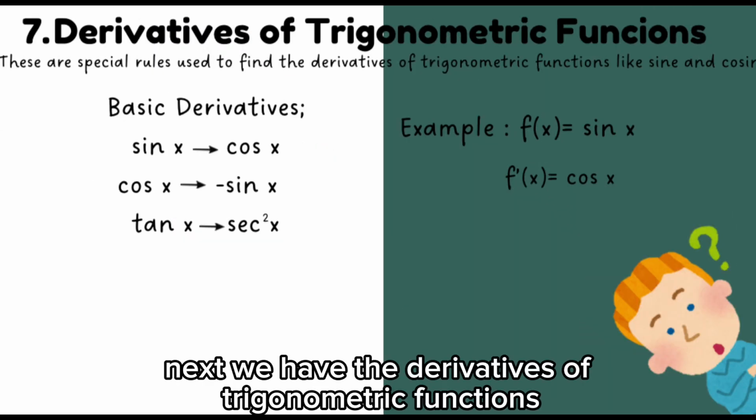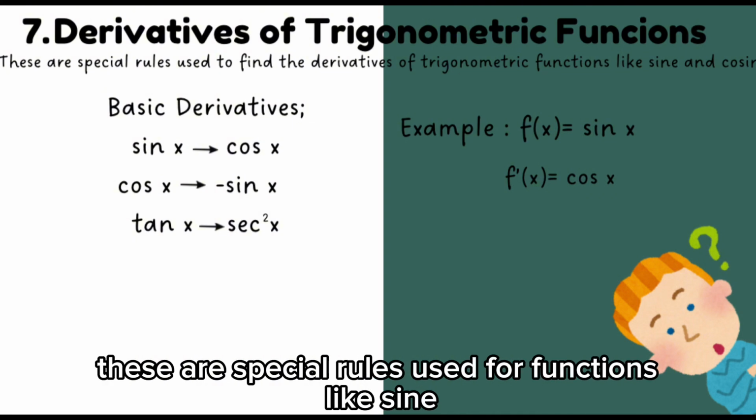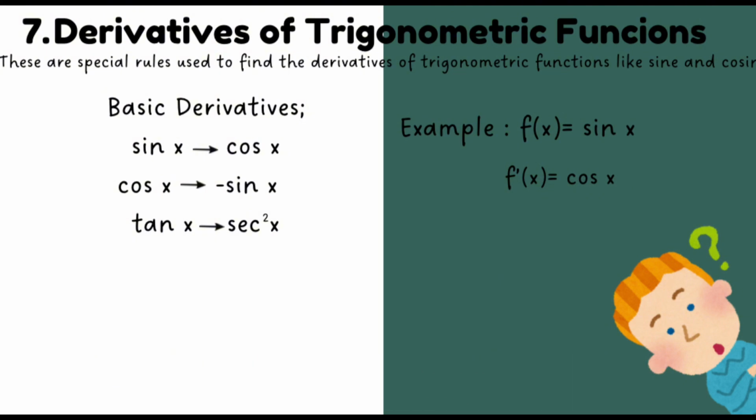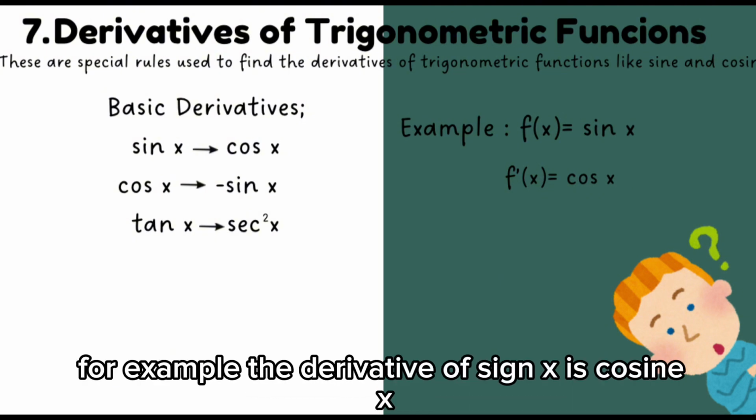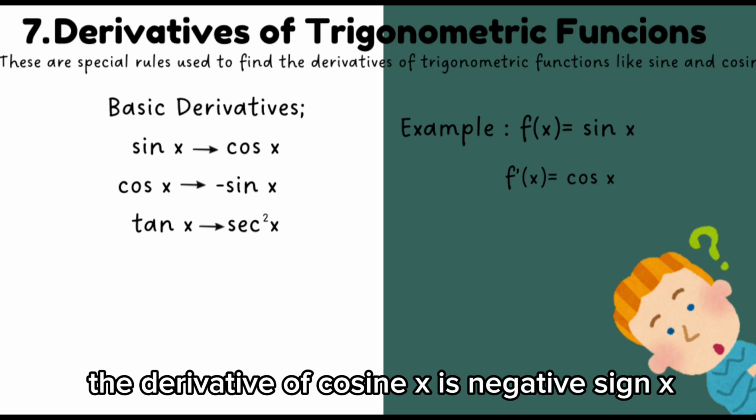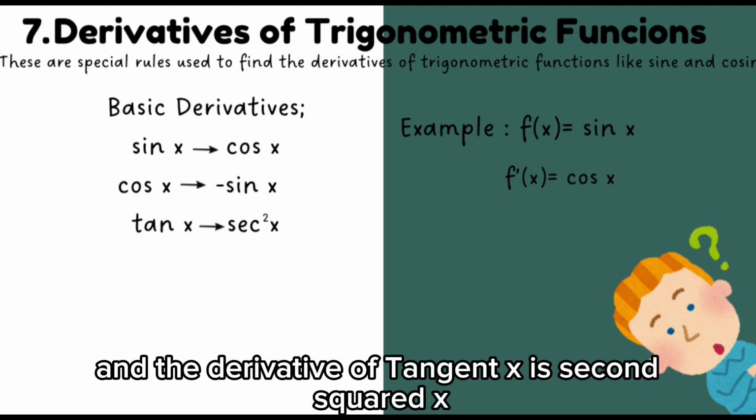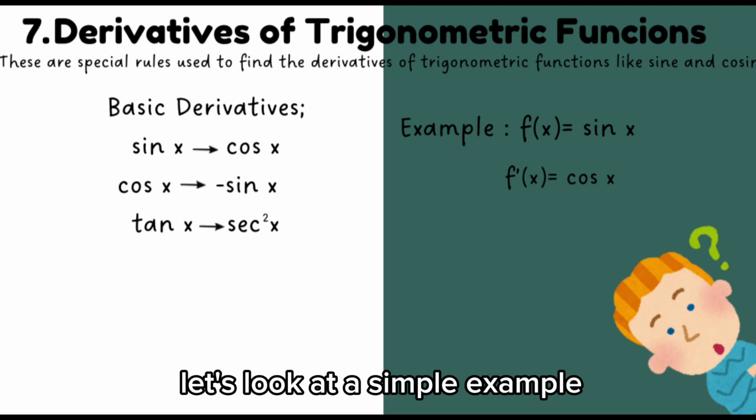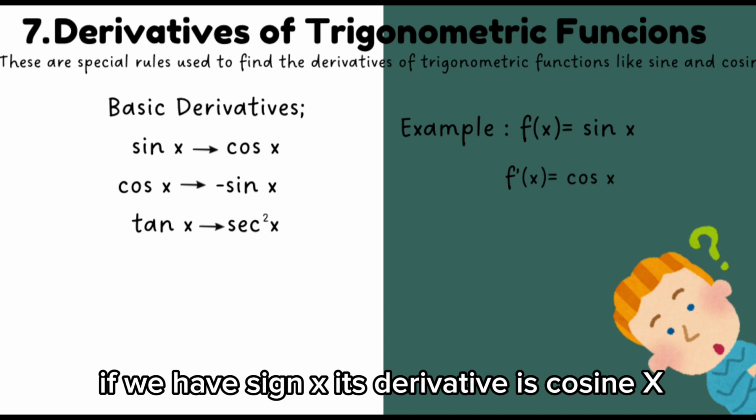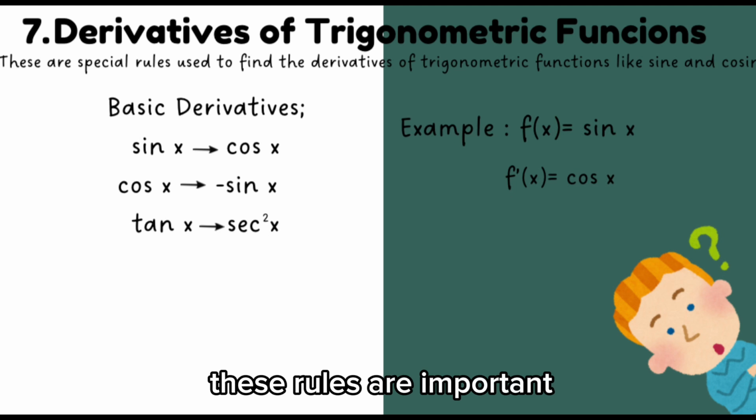Next, we have the derivatives of trigonometric functions. These are special rules used for functions like sine, cosine, and tangent. For example, the derivative of sine x is cosine x, the derivative of cosine x is negative sine x, and the derivative of tangent x is secant squared x. Let's look at a simple example. If we have sine x, its derivative is cosine x. These rules are important, so it's best to memorize them.